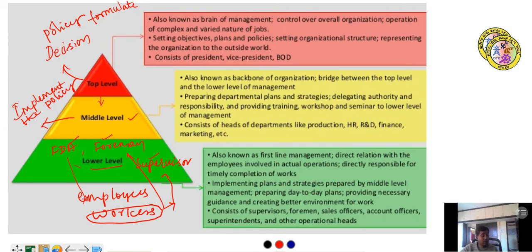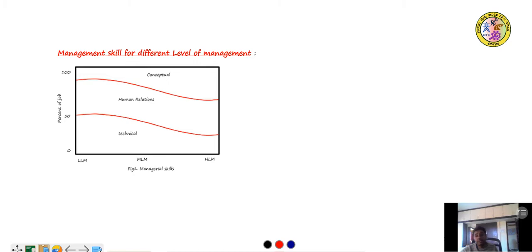So generally, managers who are interacting with the workers, to get the work done, should have the technical knowledge and skills. In top level management, what skills are required? That is also an important thing for top level management as well as lower level management as well as middle level management.